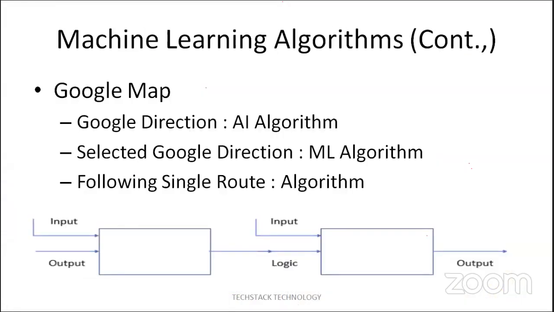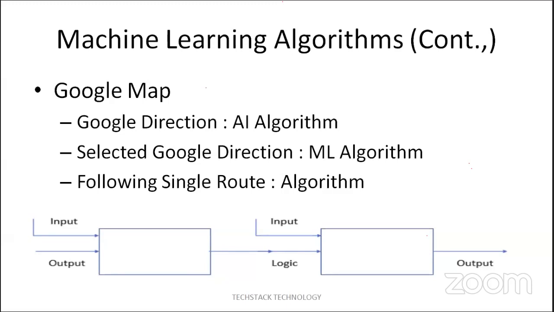So here again, the diagrammatic representation of the machine learning algorithm. Earlier I talked about a program: we give an input to the program and the program gives the output.